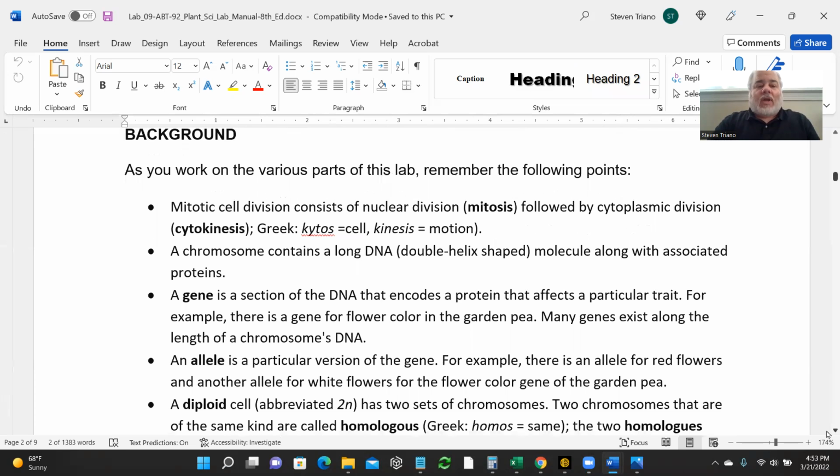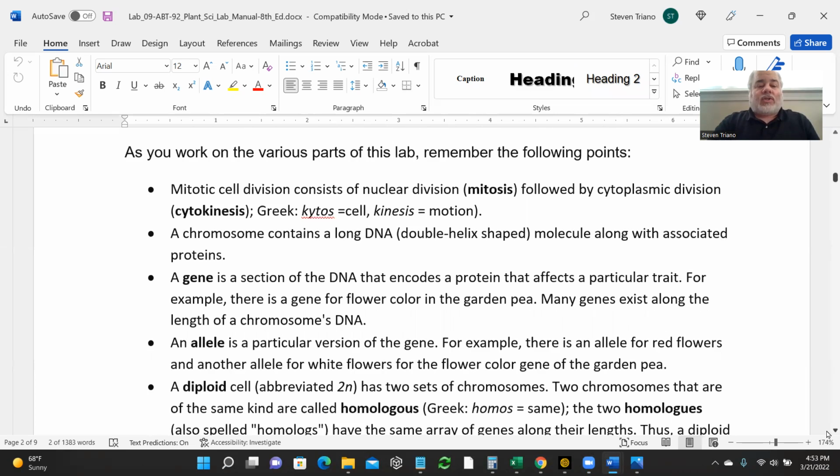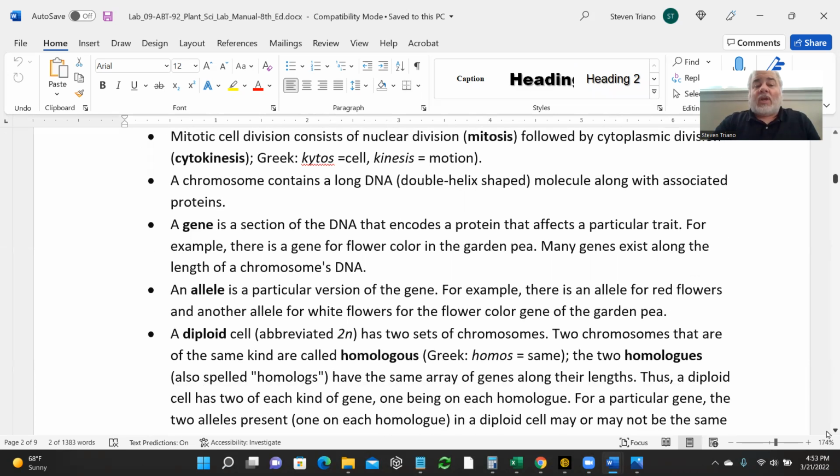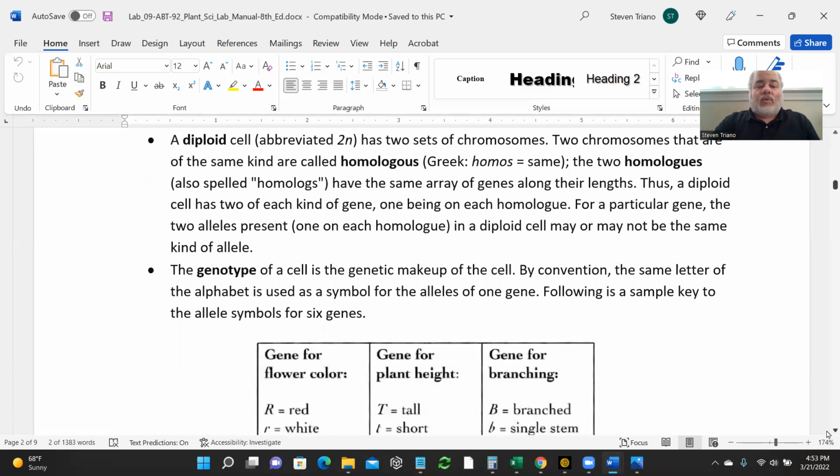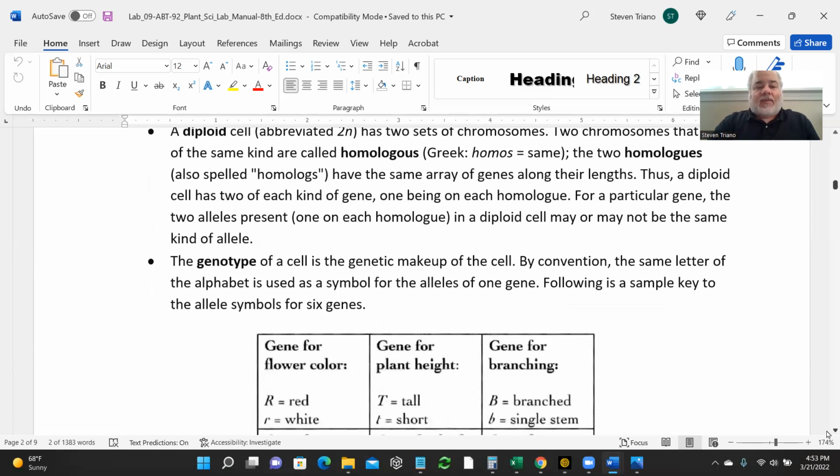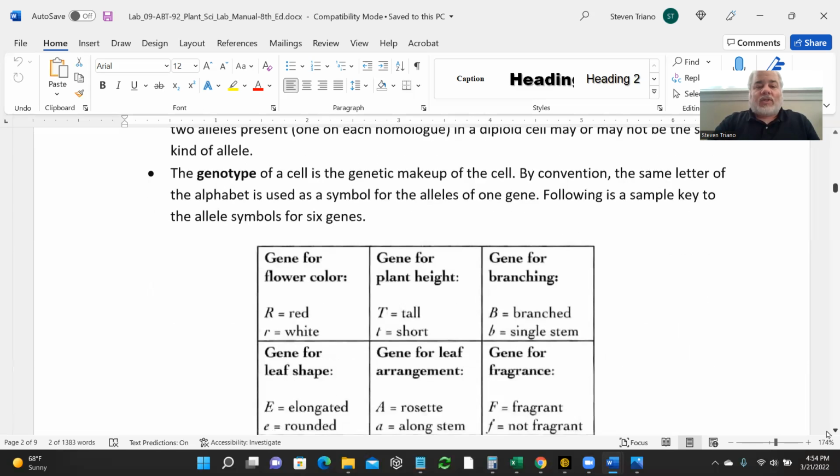So there's some background using some terminology that is important to know. This should be complementary information that is very similar to what you've already seen or are going to see in the lecture on mitosis and meiosis. So please read through this, look at the definitions and the vocabulary words carefully.